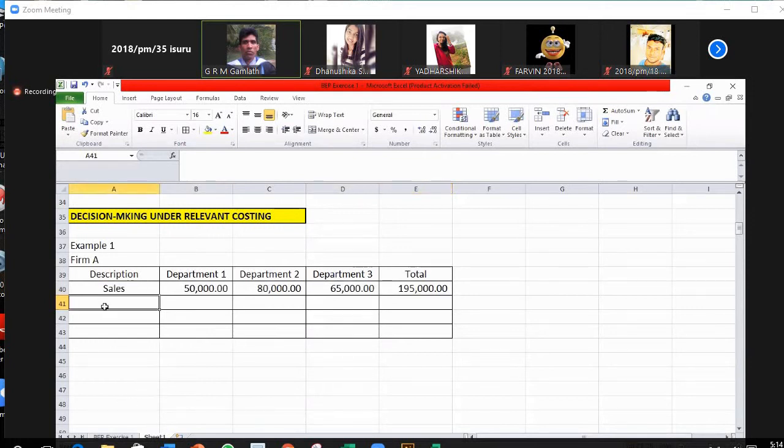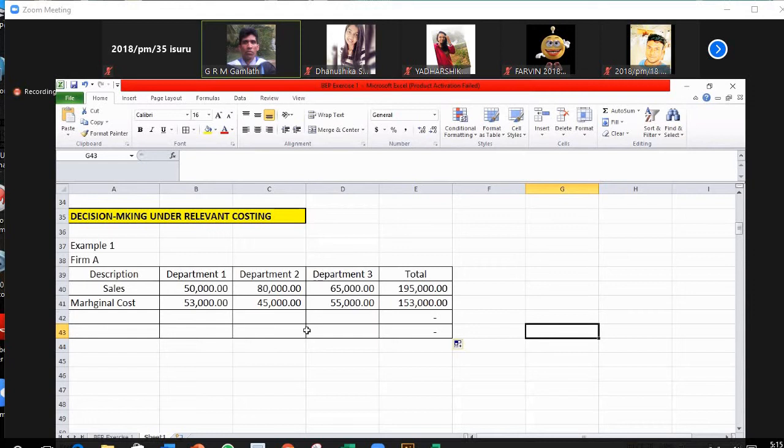$195,000, right? Here the marginal cost, marginal cost means variable cost. You can consider this as the marginal cost. So here this is 53,000, this is 45,000, and this is 55,000. Here we can see like that.